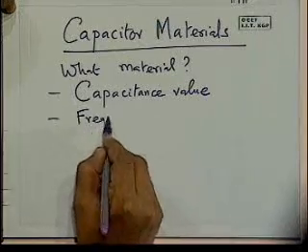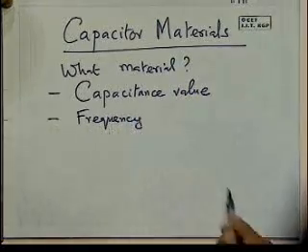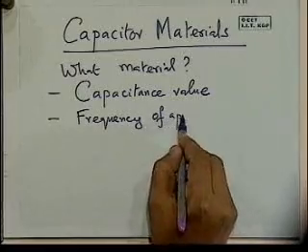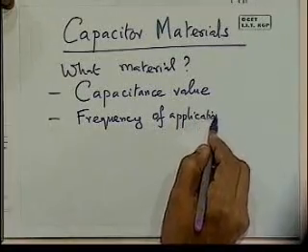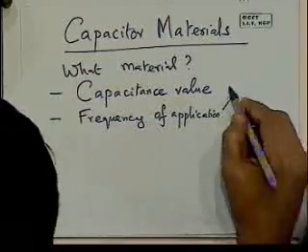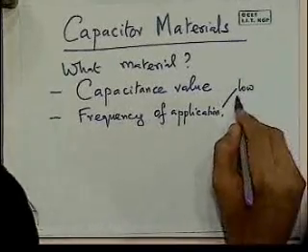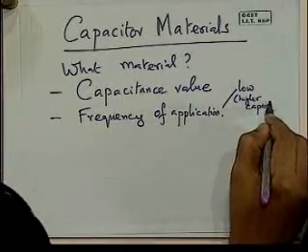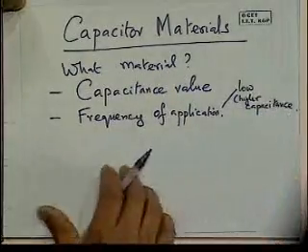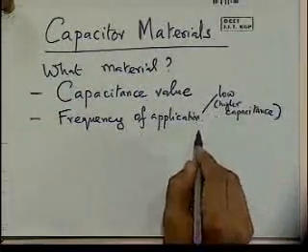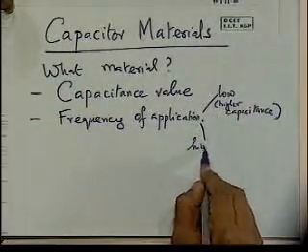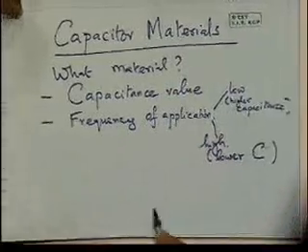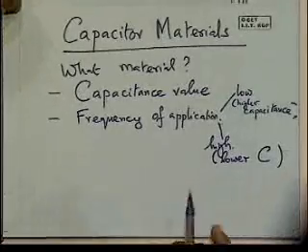What's the frequency of the application? We've seen a frequency dependence for polarization and hence for capacitance. So frequency of application will be very important. It's typically seen that if you're talking of low frequencies, you can have higher capacitance values. That's possible when you're working with low frequencies. And when we come to high frequencies, typically lower capacitance values are achievable.